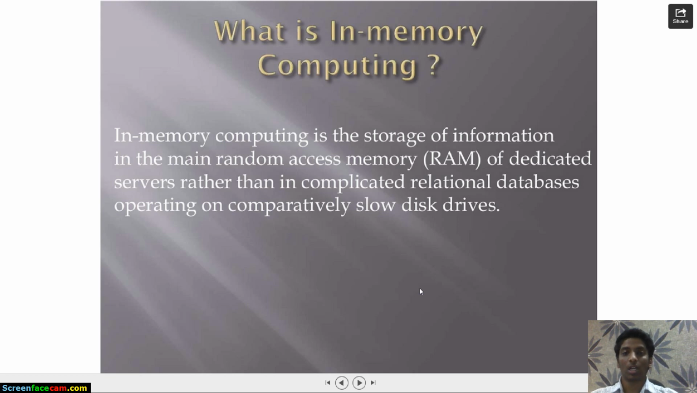Starting off with the introduction, what exactly is in-memory computing? In-memory computing is the storage of information in the RAM, the random access memory of dedicated servers, rather than storing data on disks and rather than storing data on relational databases which are in turn stored on disks. So by this, we mean that we are trying to quicken the process of fetching data. Instead of getting it from the disk, we get it from the main memory, so that it is faster. When the fetches are faster, naturally the database transactions or any kind of querying a database will be faster.